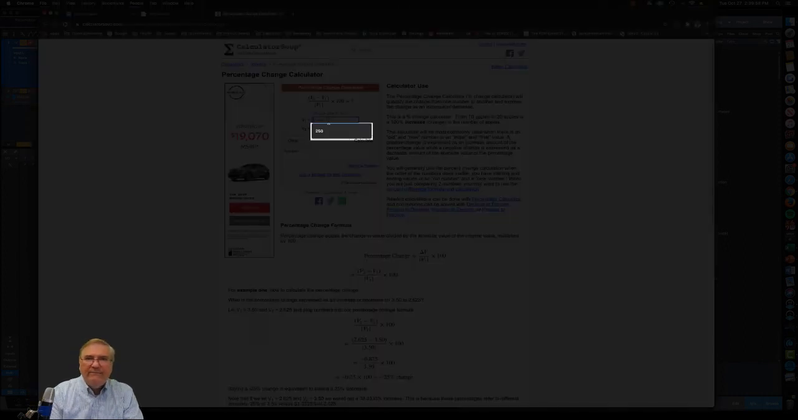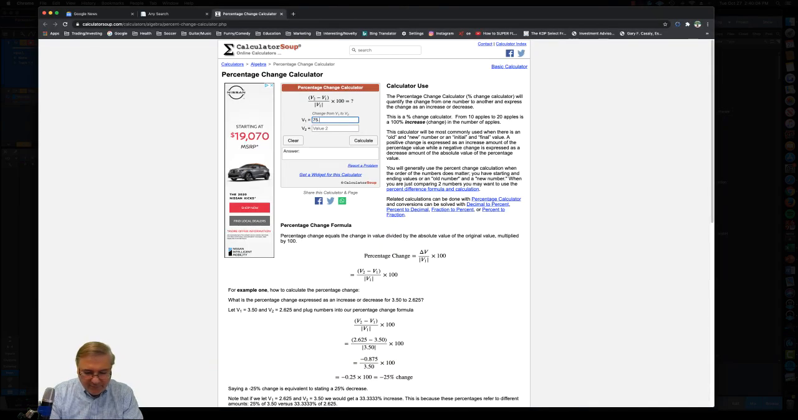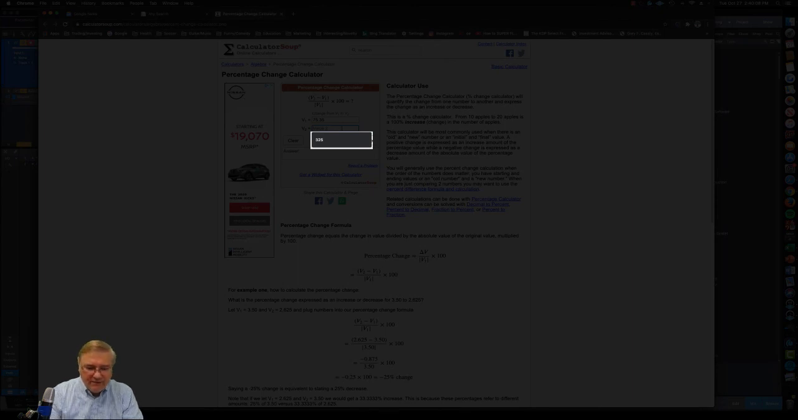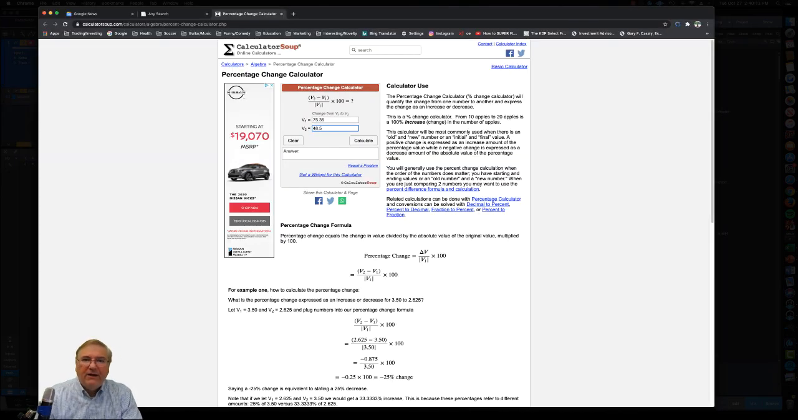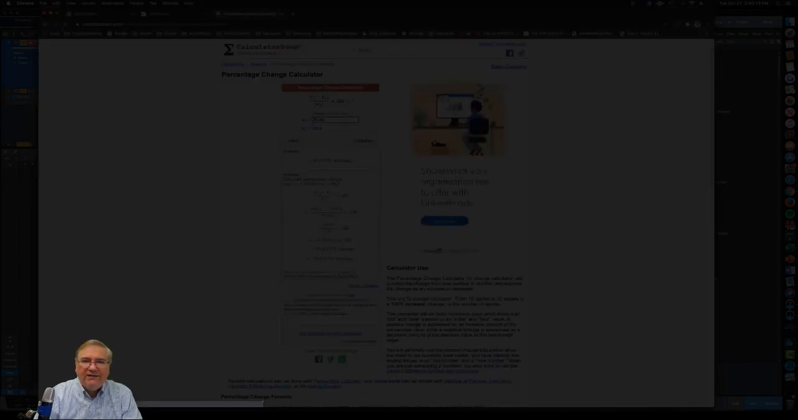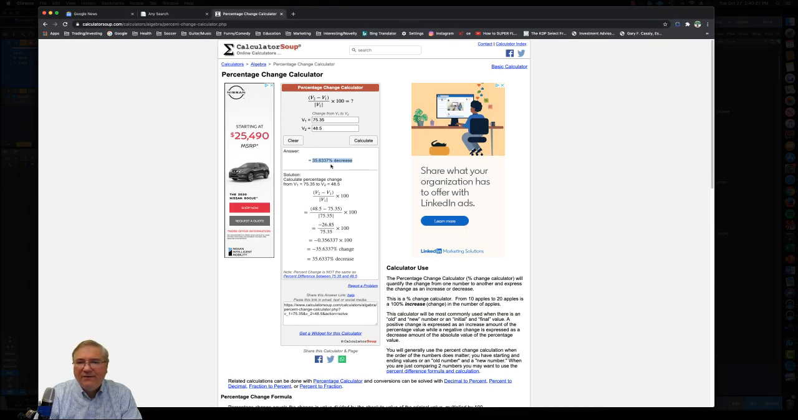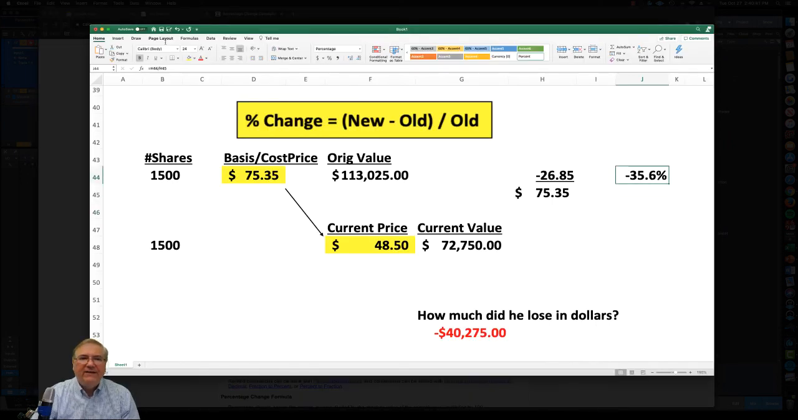So V1, the old value, valuation 1, is 75.35, and V2 is the new or the latest value, 48.5. Okay, and then we just click calculate, and it says that there was a 35.6337. You can round that up to 35.7% decrease in the share price. And as you can see, that is the same number that we got by using Excel, negative 35.6%.